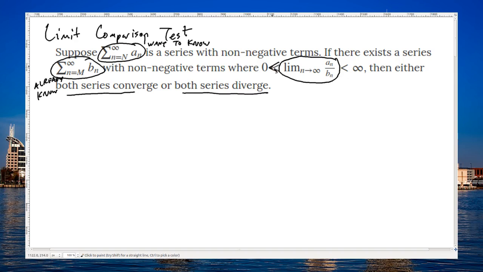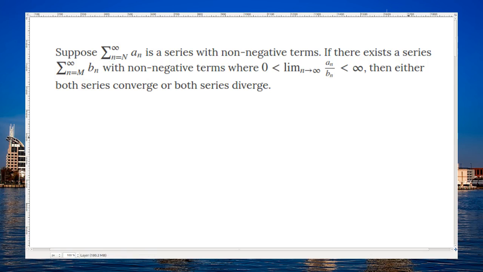The trick is that this limit here that compares the terms, we put the ones that we want to know on the top and the ones we already know on the bottom. And if that ratio limits between 0 and infinity, that will be a matching convergent or matching divergent series. So let's take a look at an example where we put that to the test.